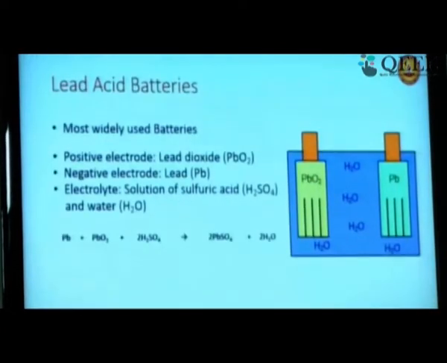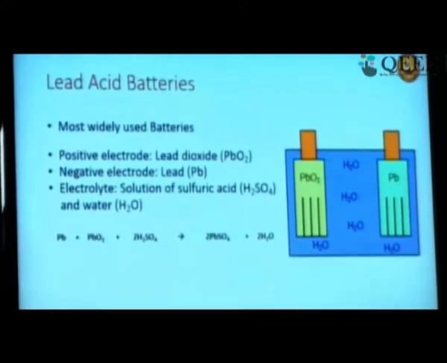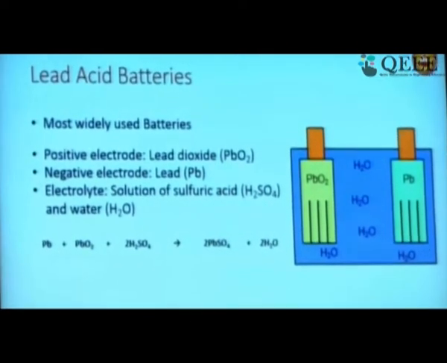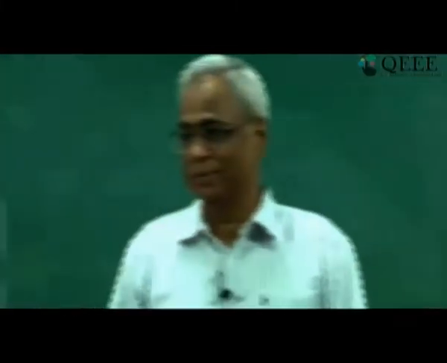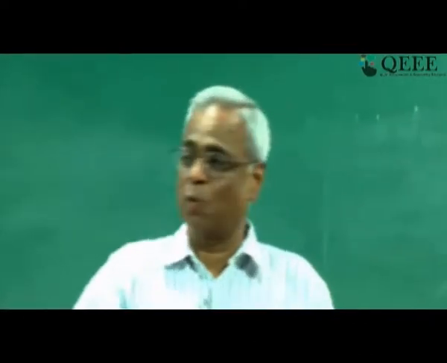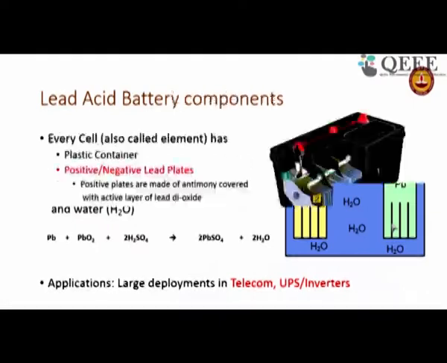I have got the chemistry. For lead acid, the equation is: lead plus lead dioxide plus 2 H2SO4 gives you lead sulfate plus water. One electrode is lead dioxide, another electrode is lead, and H2SO4 is the electrolyte. What happens is that initially it is H2SO4, and after some time it becomes water. So then you have to replace that. That was the old type where you kept on filling the acid.